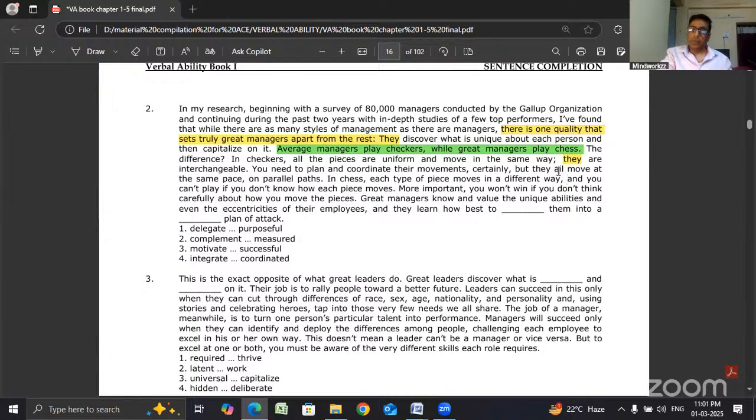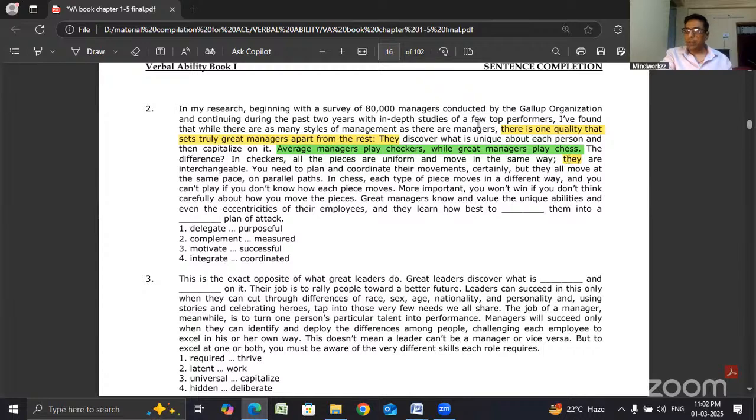He conducted a survey of 80,000 managers and found that there are different styles. There is not a single style of management. Different managers have their own different styles. But there is one quality that is the key difference between the average manager and the great managers. The average managers play checkers while great managers play chess. In checkers, all the pieces are uniform and move in the same way.